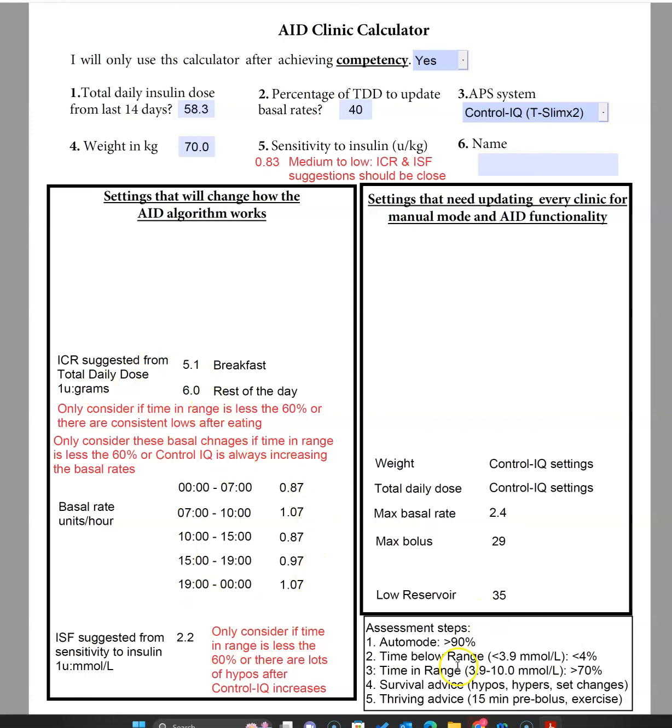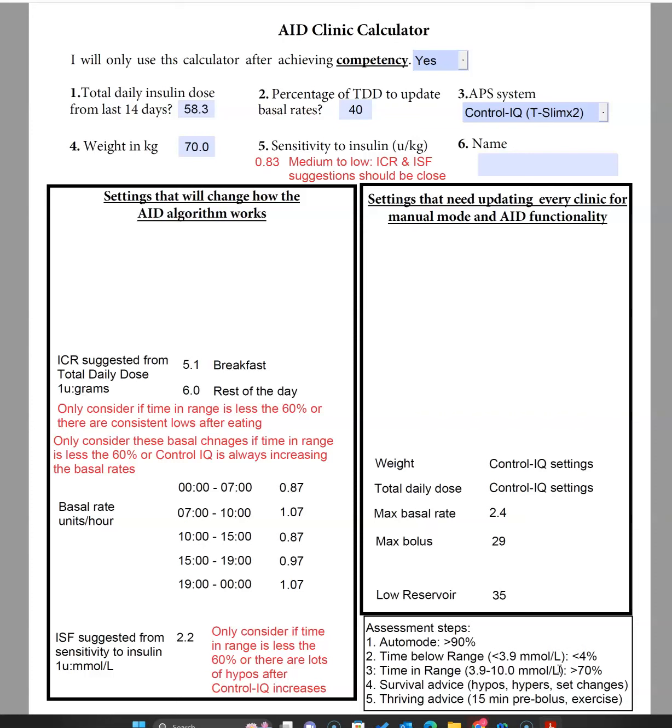So your assessment method should be, first of all, check that they're using the Control IQ for more than 90% of the time. Then check the time below range, make sure it's no more than 4%. If it is, then we need to focus on preventing hypos and the issues there. And then look at time in range, trying to get as close to 70% as possible.